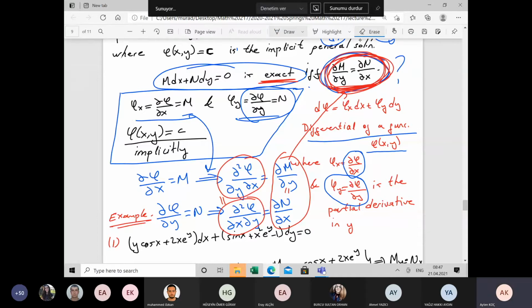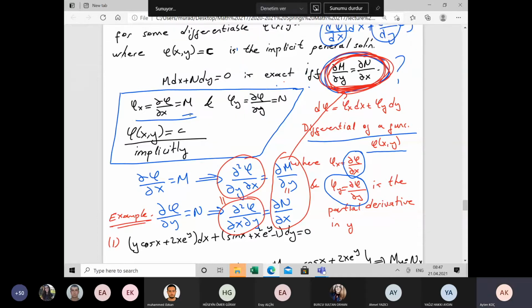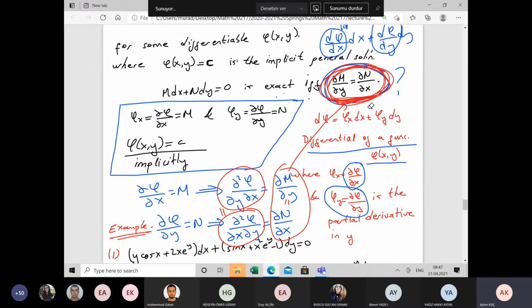Any question? How to get this condition? Any question? I think it is clear.